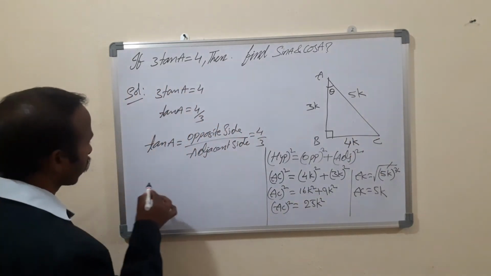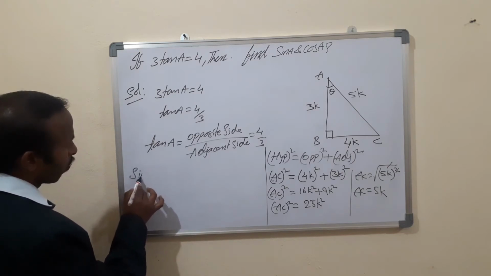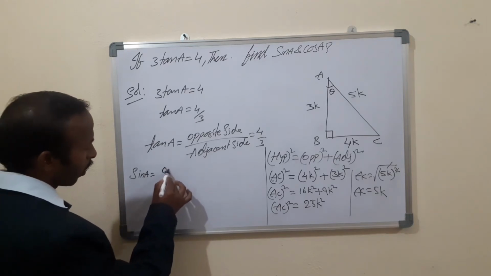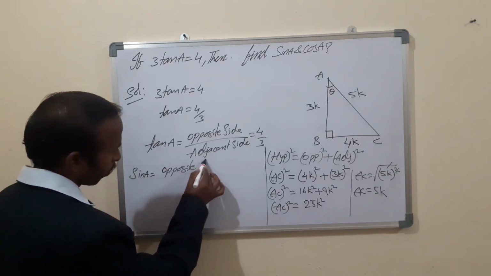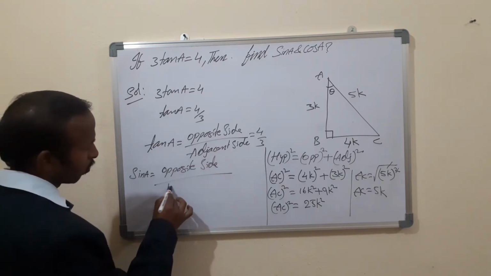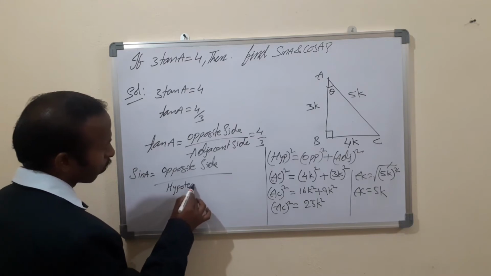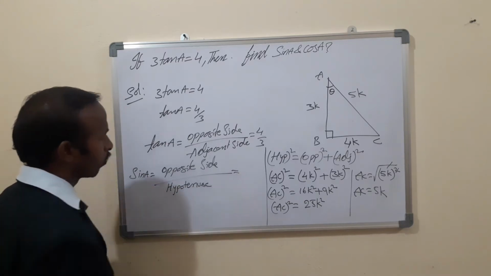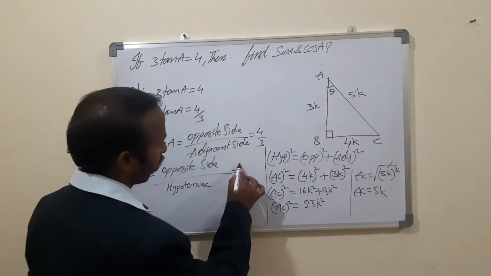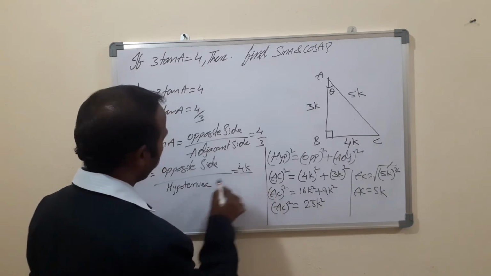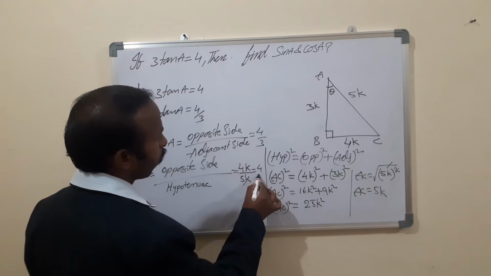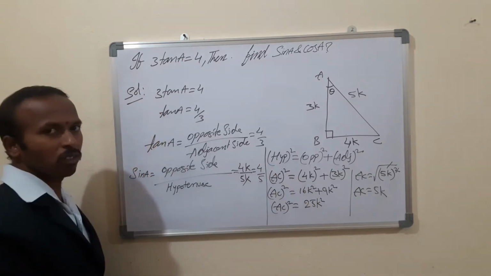Now find the sin A. What is the formula of sin A in terms of sides? That is opposite side by hypotenuse, equal to opposite side with respect to theta. What is opposite side? That is 4k by hypotenuse 5k. K gets cancelled. 4 by 5.